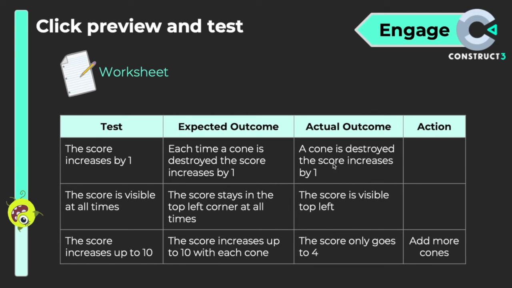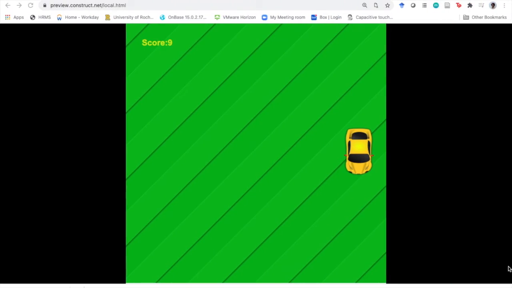So my actual outcome, the cone is destroyed, the score increases by 1. The score is visible in the top left, correct. The score only goes, well, in my case, it was 9, not 4, but the action is the same. I need to add more cones. So that's probably what you needed to do too, unless you got really carried away with the cones. Who knows? Maybe you have to take away cones because maybe you put 15 cones on there. But regardless, we're going to change the number of cones. We can do that. I'm going to close out this preview.